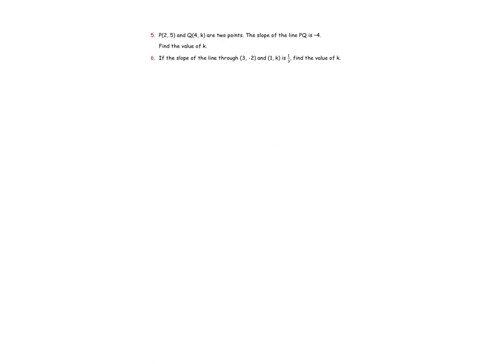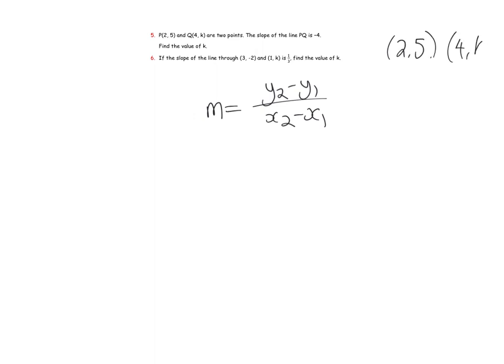Now, these two questions are very similar to the last example I did. So making sure you know that the slope formula is m is equal to y2 minus y1 over x2 minus x1. Again, take your 2 points, so (2, 5) and (4, k), label them x1, y1, x2, y2, and we know that the slope is minus 4. So we're able to fill that in exactly like we did in example 3 and solve it. So questions 5 and 6 are very similar. They should hopefully be fine.